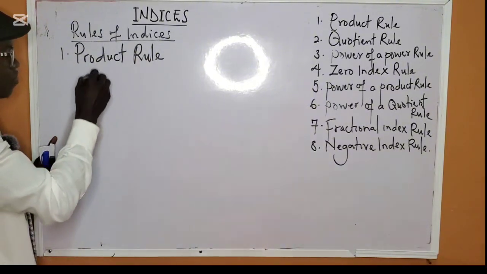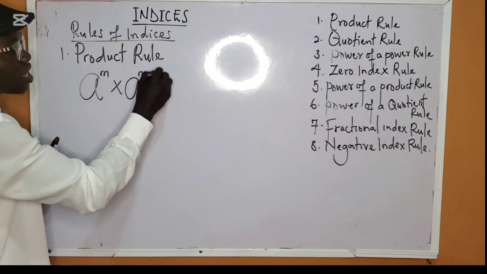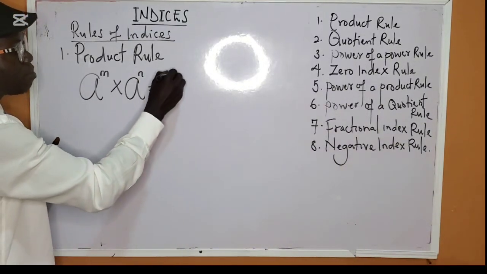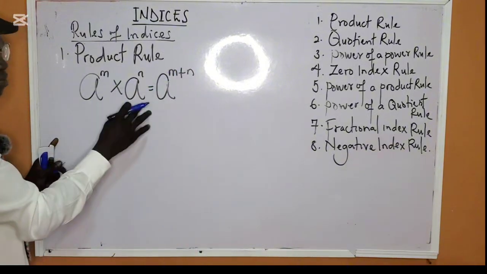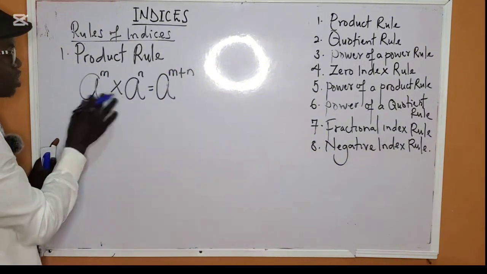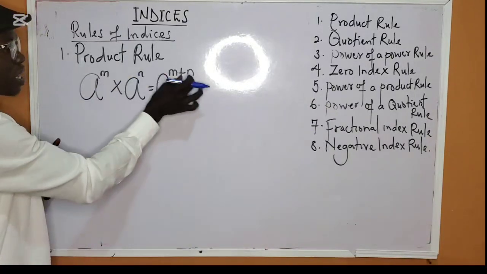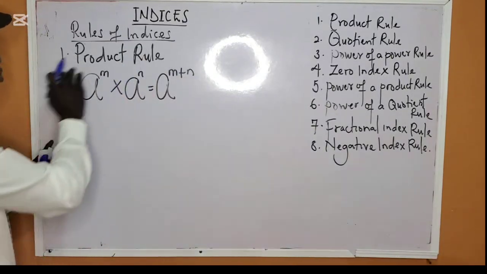So a raised to the power of m multiplied by a raised to the power of n equals a raised to the power of what? m plus n. These are the bases, right? And these are the powers. So we take one of the base, we add up the powers, m plus n. That's the first rule, which is the product rule.